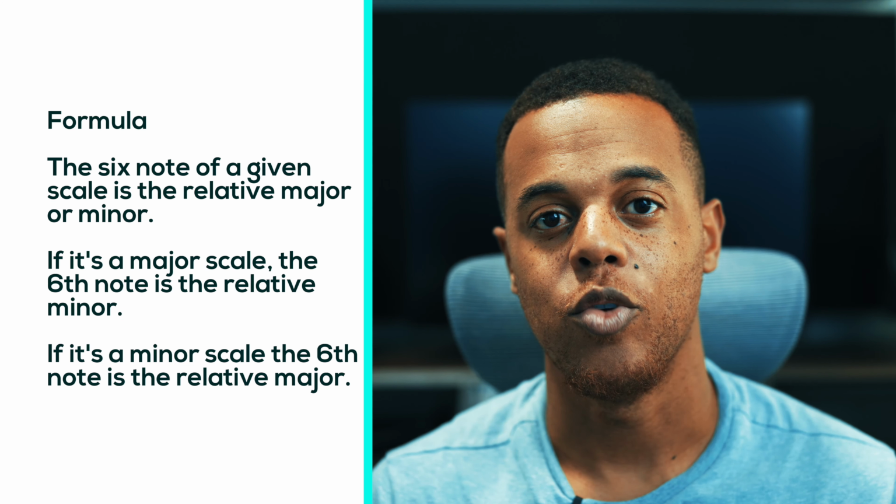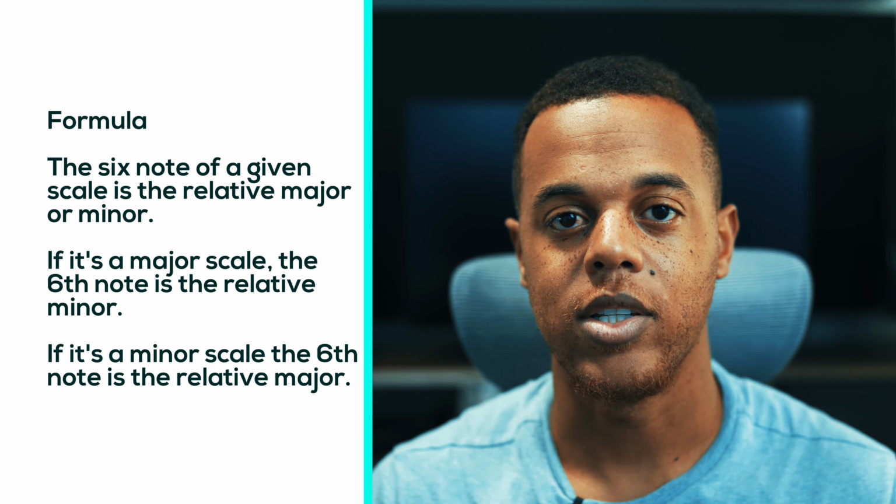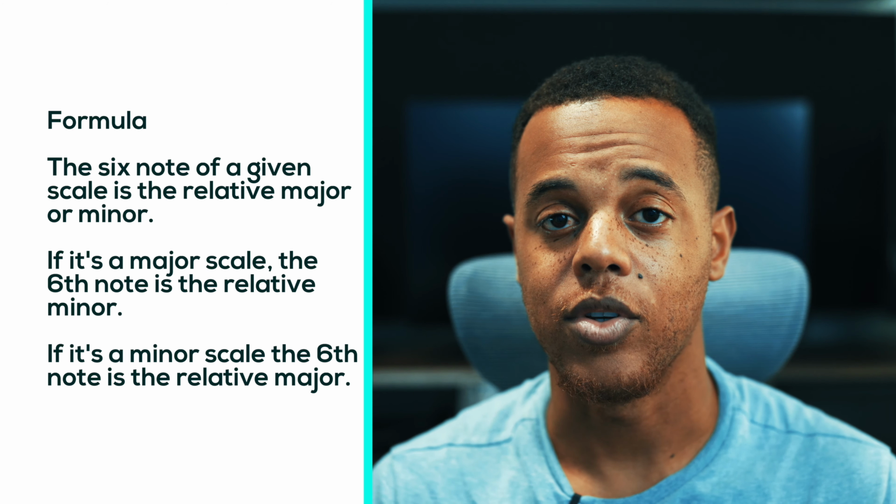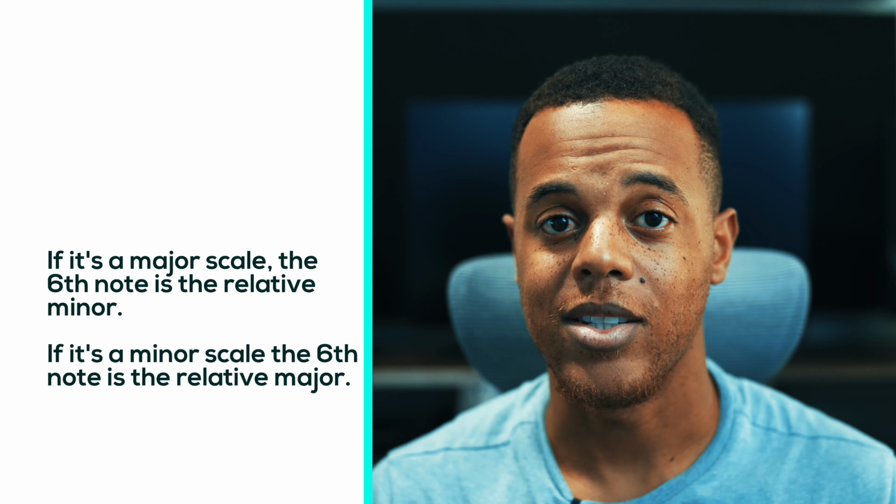So we can break this down into a quick little formula. Take whatever your root is, whatever key you're in, let's say C major. If you're in C major, you simply count the 6th note of the scale, and that is your relative minor. So if we're in C major, the 6th note of the scale is A. That means C major is the same as A minor.